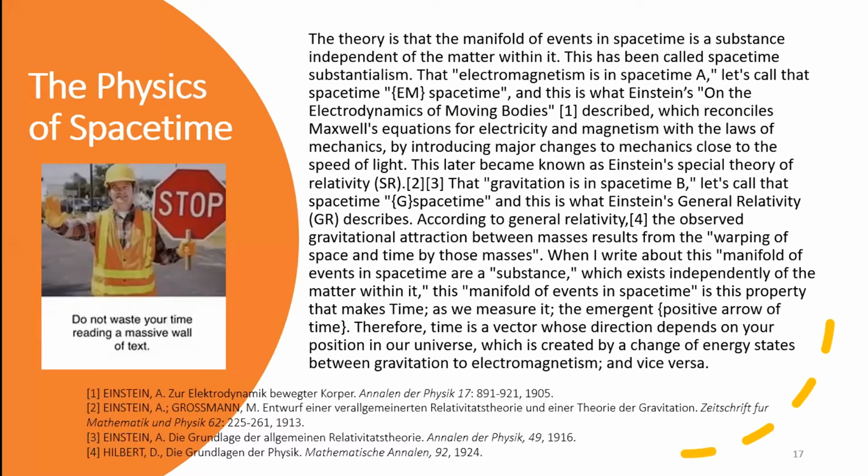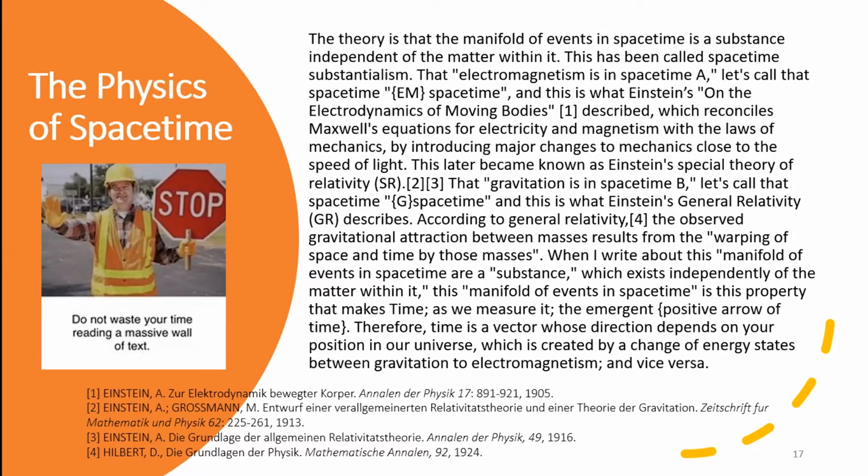The hypothesis here is that the manifold of events in space-time is a substance independent of the matter within it. This has been called space-time substantialism. That electromagnetism is in space-time A, let's call that EM space-time. And that is what Einstein's "On the Electrodynamics of Moving Bodies" described, which reconciled Maxwell's equations for electricity and magnetism with the laws of mechanics, but introduced major changes to mechanics close to the speed of light. This later became known as Einstein's special theory of relativity, or SR.